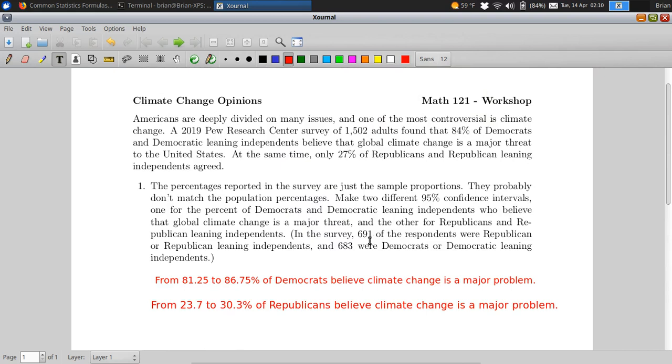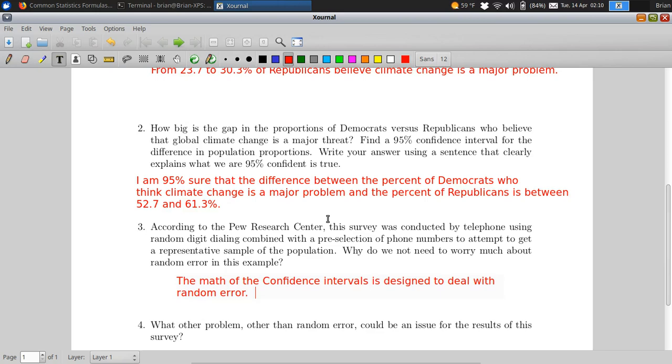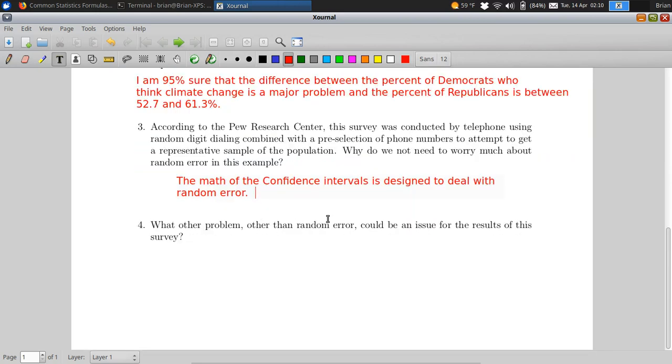There were almost 700 Democrats and 700 Republicans in the survey, and these are decent sized percentages too. So we're talking about 100 successes or more and 100 failures or more, right? These are really big numbers, especially when you realize that the guidelines in the book say you really just need like 10 successes and failures in each group. So we're much bigger than you need. So the math is designed to deal with random error, and the sample sizes are really large here. So there won't be much random error to worry about.